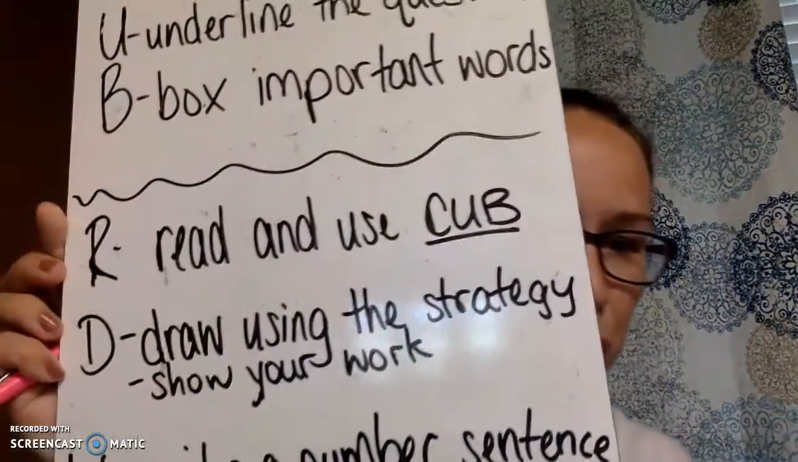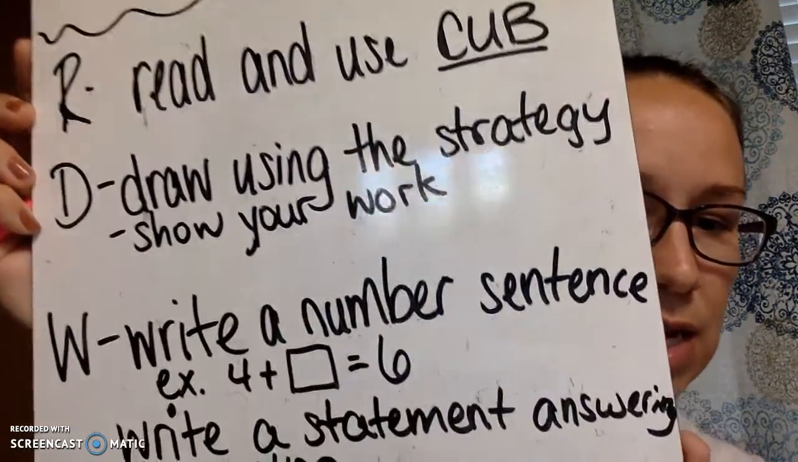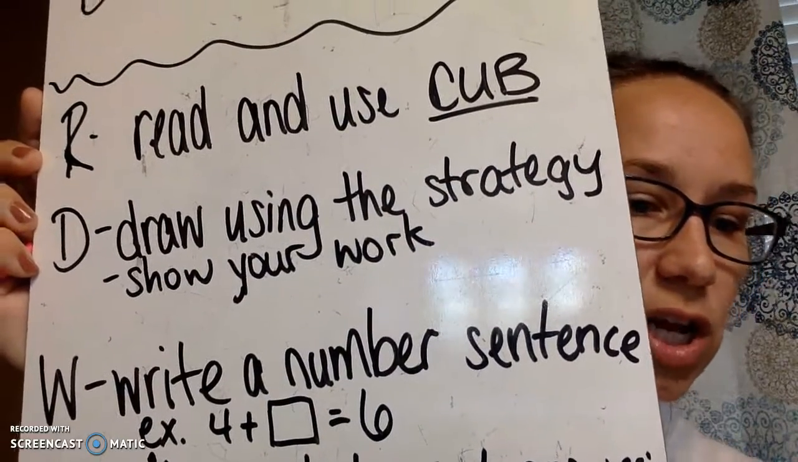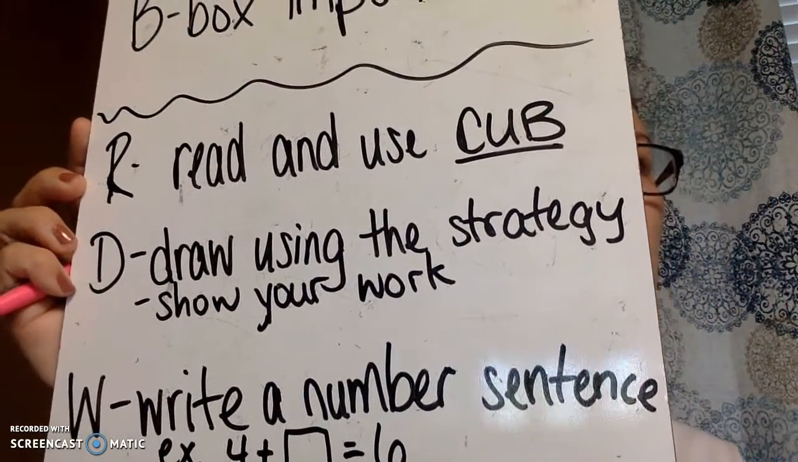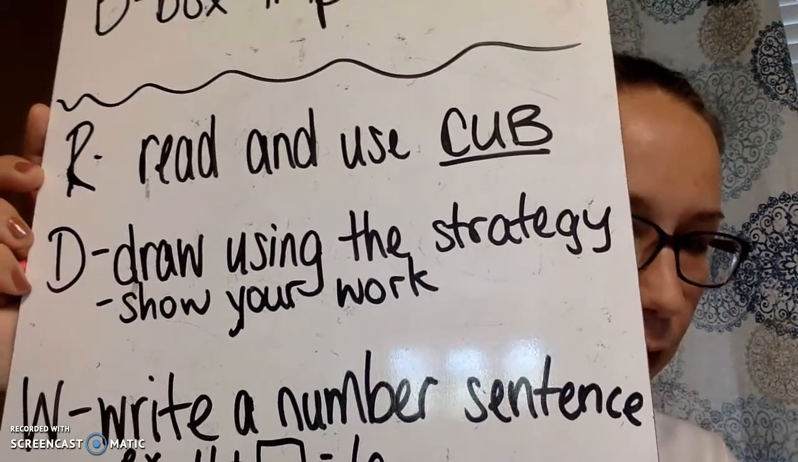Now that I did CUB, I have to go on to the next strategy, which at the top of these pages, it tells you right here you need to do RDW. And RDW was the next step whenever we did word problems. R stands for read and use CUB, which we just did. D stands for draw using the strategy designated on the worksheet or on a paper or whatever your teacher tells you. This is where you show your work, show your thinking.